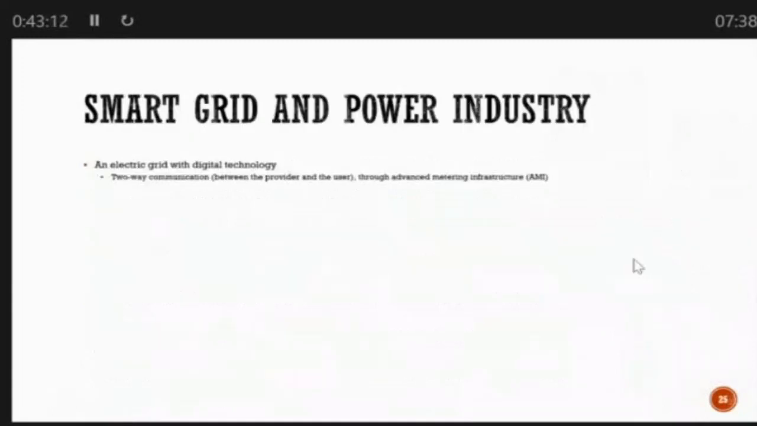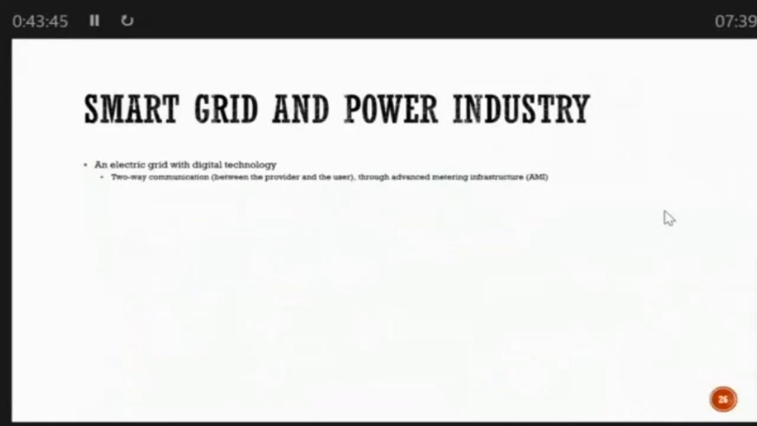So another industry is smart grid and power industry. So what is smart grid? Smart grid and the regular grid are different in a way that in case of smart grid, you have two-way communication between your provider and your user. In case of your regular grid, without smart grid, they're providing you the power resource and you're receiving the resource. That's it. It's just one way. You're just receiving the electricity and you're paying the bills for it. In case of smart grid, you're not just receiving the power, you're not just receiving the resource, but you're also providing the feedback.